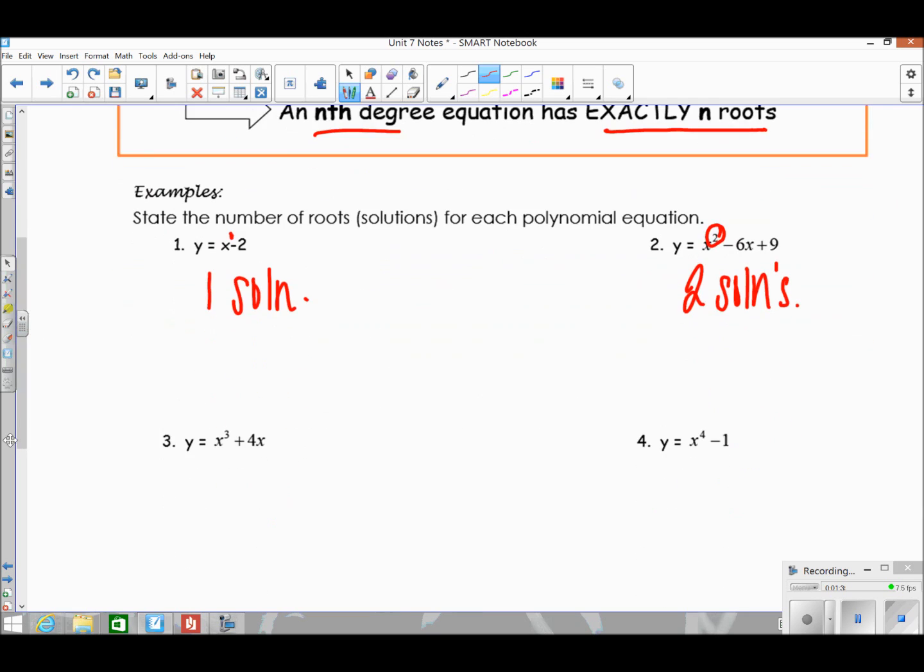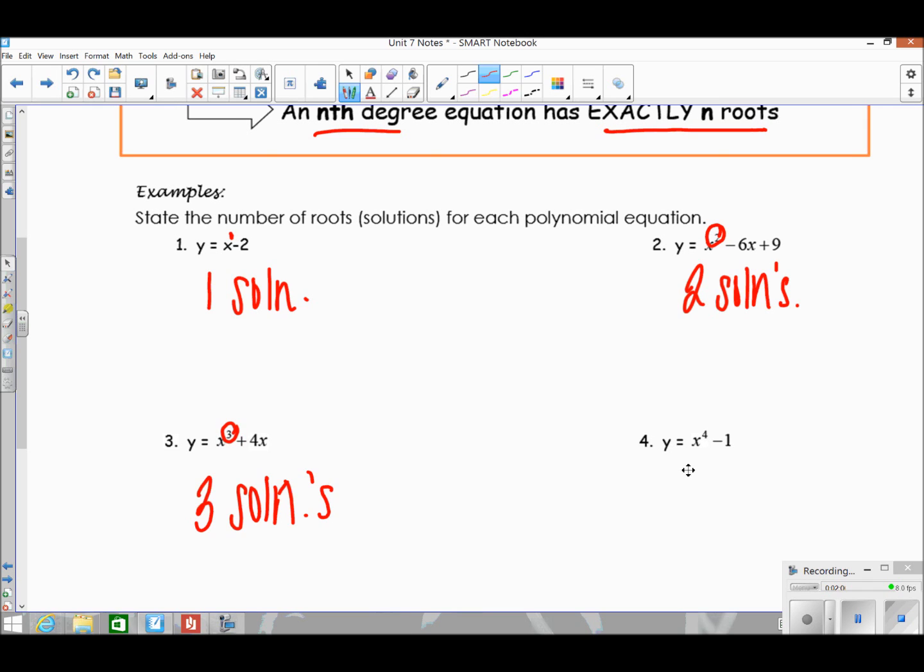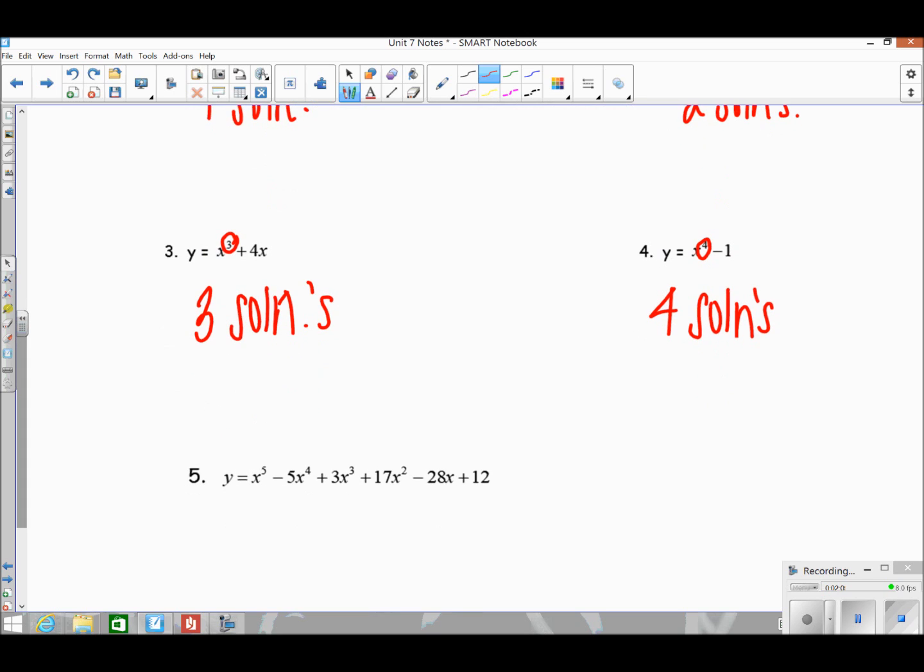If you had a degree 3, like this one, the highest exponent's a 3, that means you're going to get 3 solutions. And when we say we get this many solutions, it doesn't mean that there are going to be 3 real numbers, but it might mean you get 1 real number and then you get 2 complex numbers. But there's definitely always going to be 3 solutions. For number 4, we're going to have 4 solutions because the highest exponent is a 4. And the last one down here, a degree 5, the highest exponent.